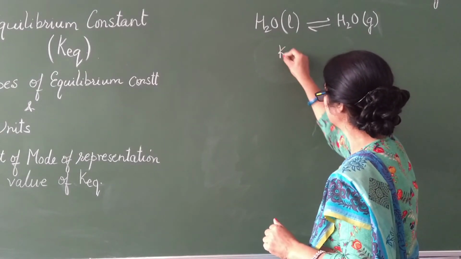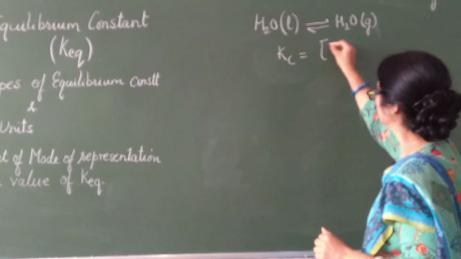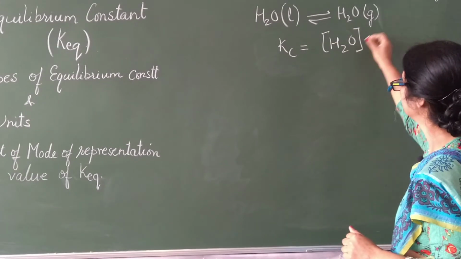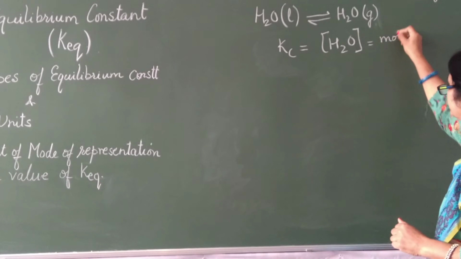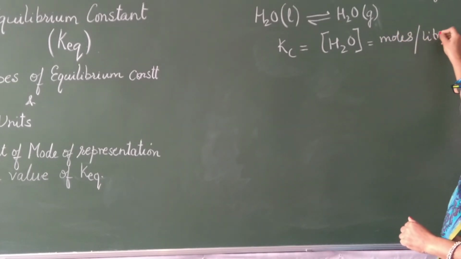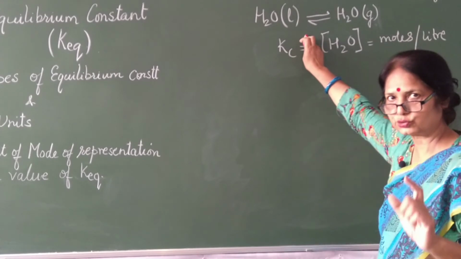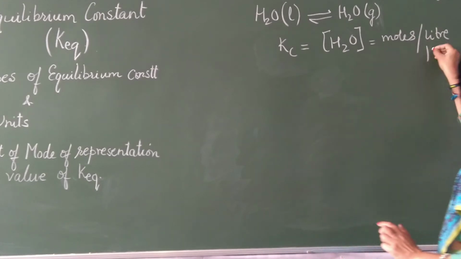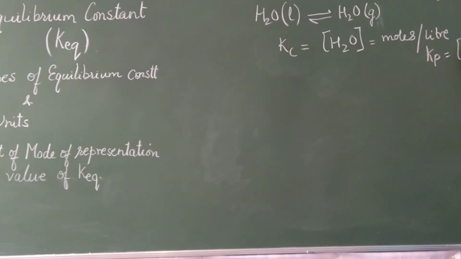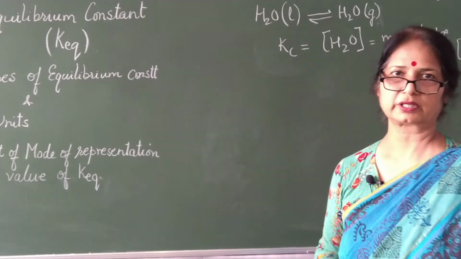then at equilibrium the concentration of the liquid is taken as unity. So when we express Kc over here, Kc will be equal to the active mass of the product only, expressed in moles per liter, because the active mass of the reactant is considered as unity. So we will write it in this form. Similarly, Kp will be the partial pressure of H2O, and that will be in atmospheres. So in this way we will write the units for Kp and Kc.